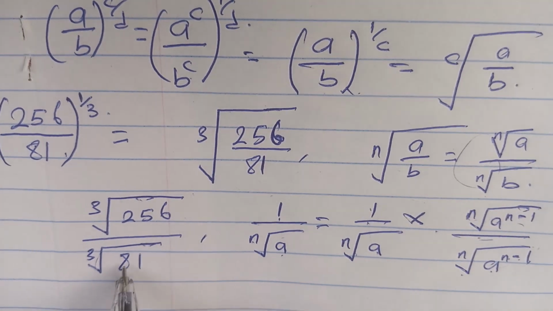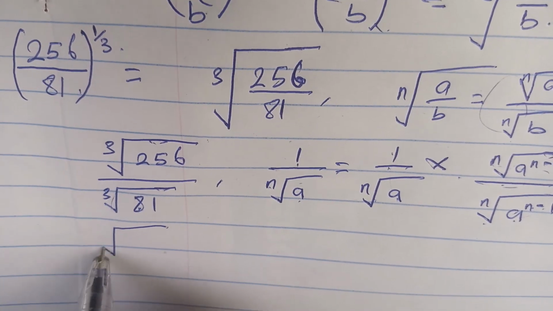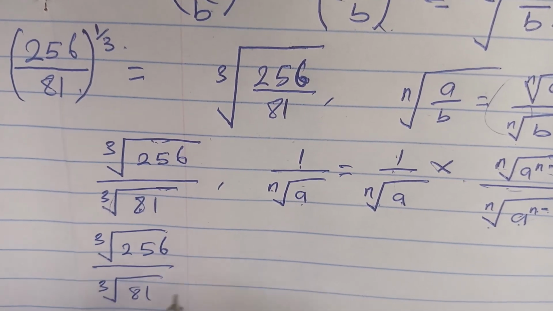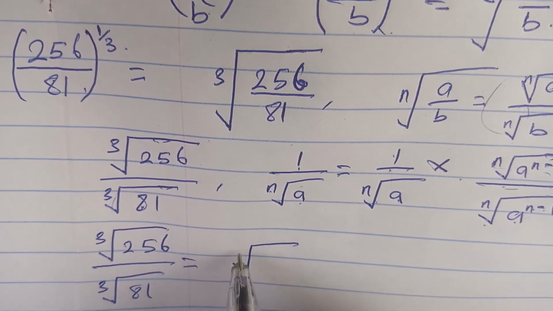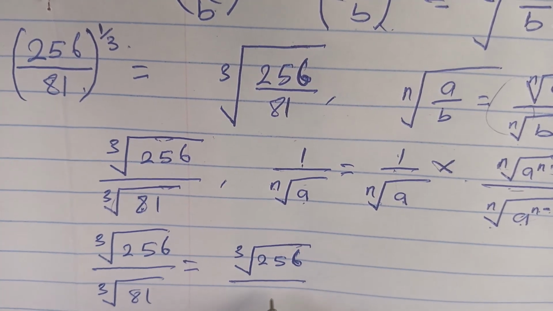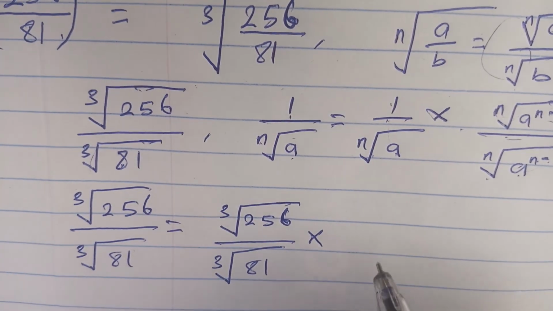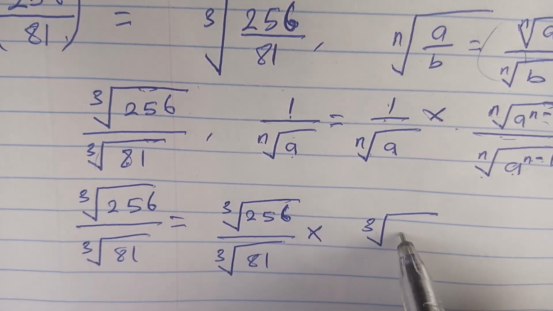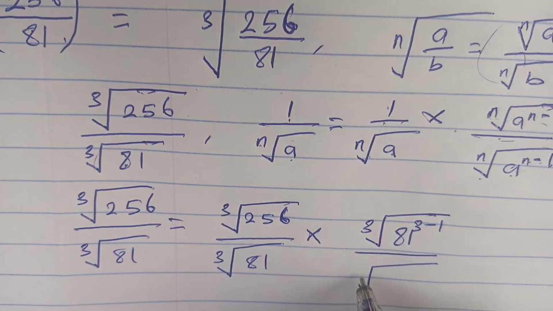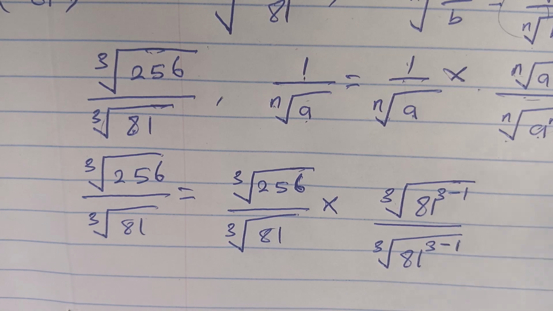If we put this principle at the denominator, we simply have the cube root of 256 over the cube root of 81 equal to the cube root of 256 over the cube root of 81 times the cube root of 81 to the power of 3 minus 1, over the cube root of 81 to the power of 3 minus 1. So this is what we are now having.